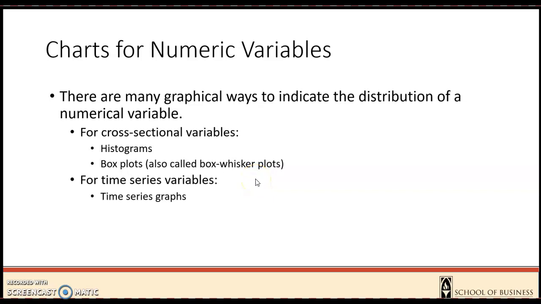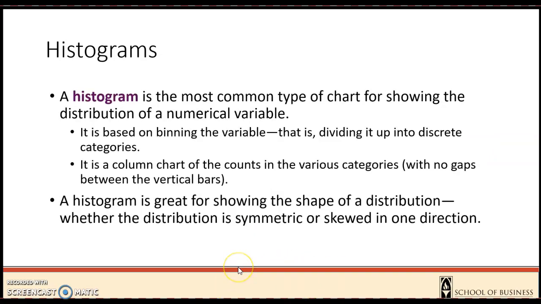Okay, so let's look at how we can put some charts together for numeric variables. There are a lot of graphical ways to look at the distribution of a numerical variable. If we have cross-sectional data, we can look at histograms and box plots, also known as box and whisker plots. And for time series variables, we have the time series graph. The first thing we're going to look at is histograms.